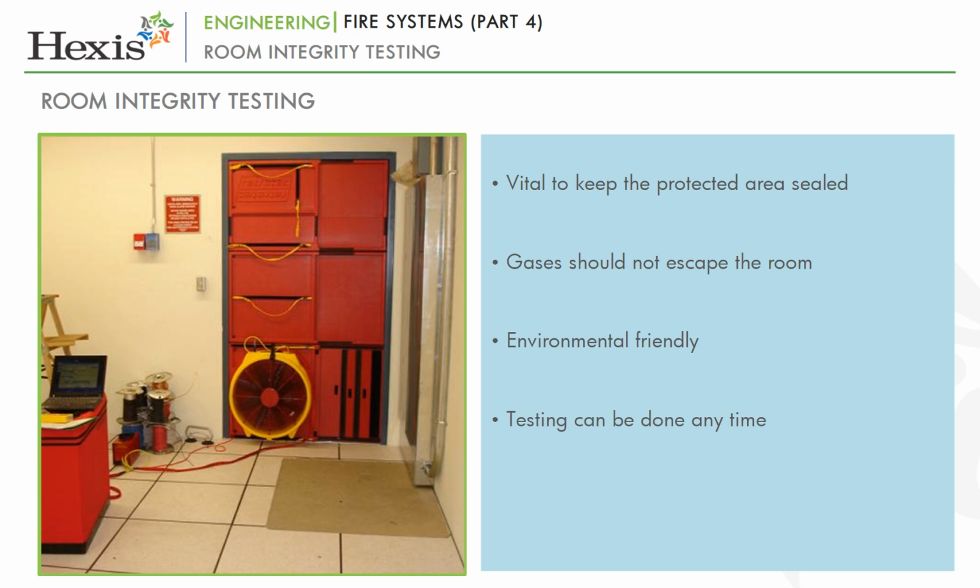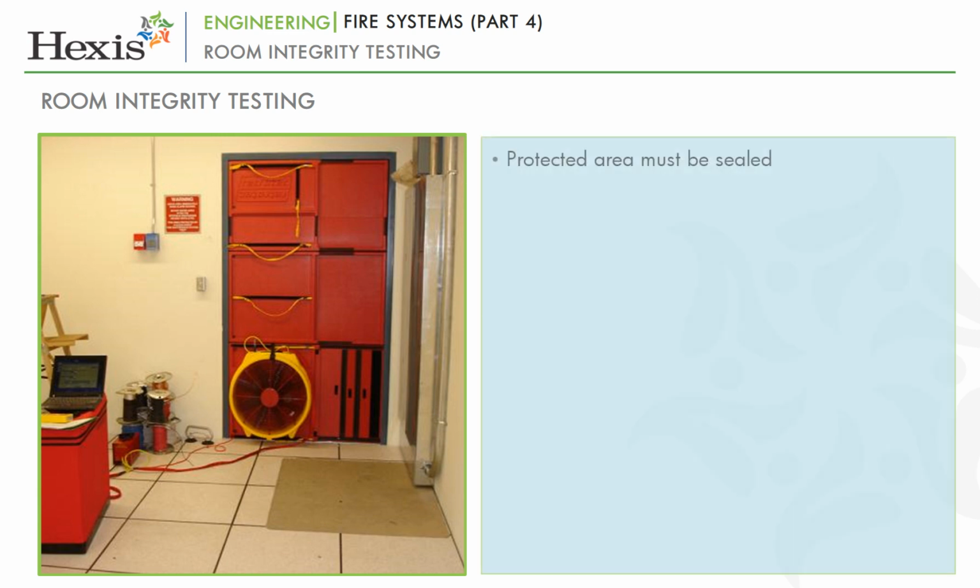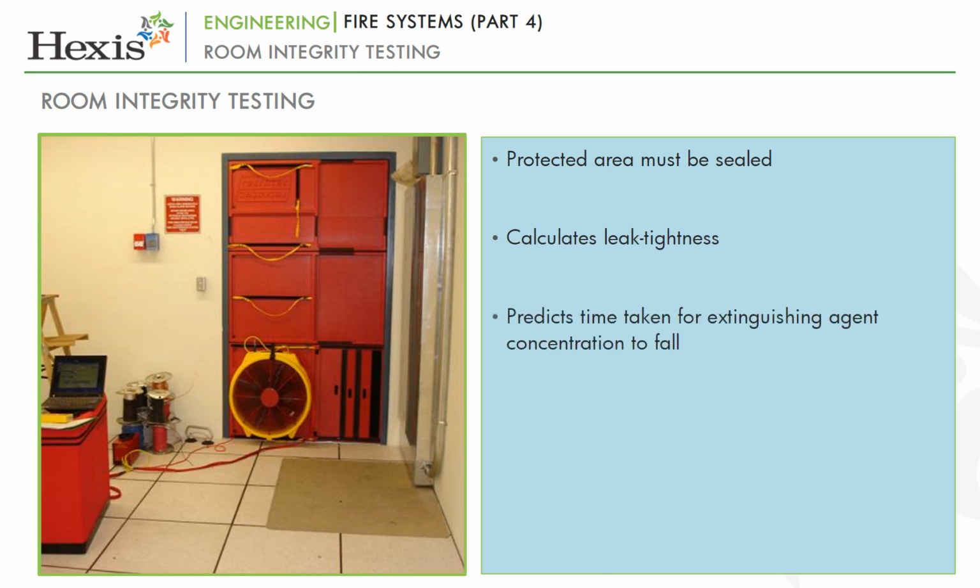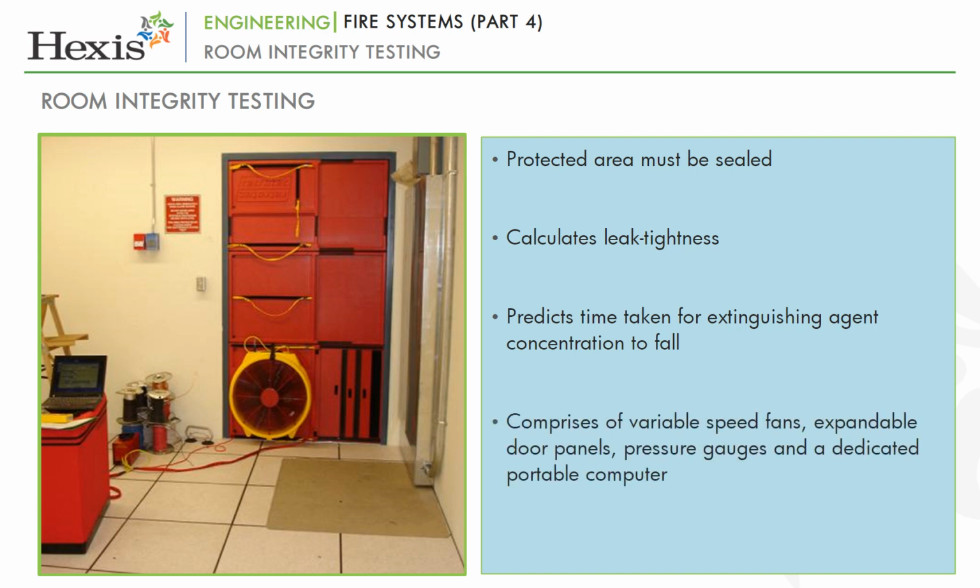For any gaseous fire suppression installation to be effective, the designed extinguishing agent concentration must first be achieved and then maintained. In order to achieve this, the protected area must be adequately sealed. Integrity testing calculates the leak tightness of a room and predicts how long it would take for the extinguishing agent concentration to fall. The test equipment comprises variable speed fans, expandable door panels, pressure gauges, and a dedicated portable computer. If the test area fails to satisfy the requirements, a detailed survey is carried out noting the leakage areas so that remedial sealing works can be carried out.